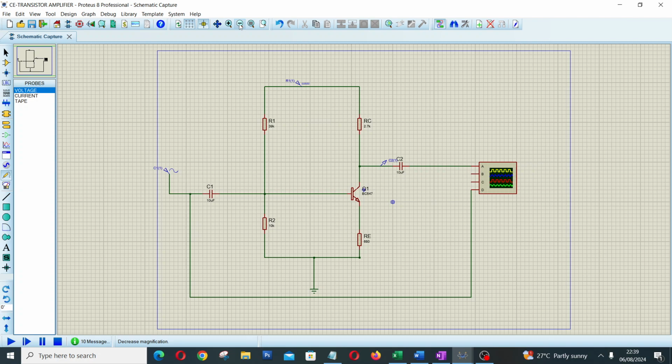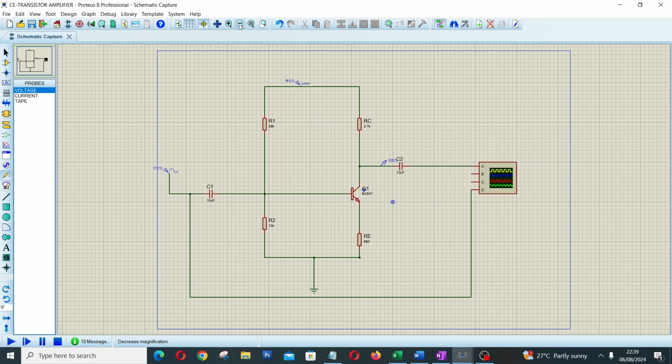Now, in your laboratory, you may be asked to plot the frequency response curve of this particular transistor amplifier. What do we mean by frequency response? It is the range of frequencies where the transistor can operate.